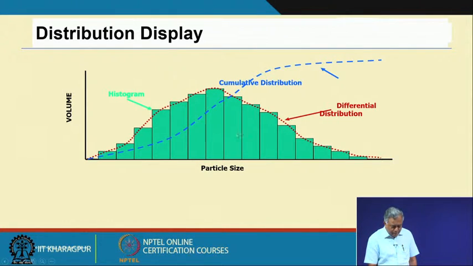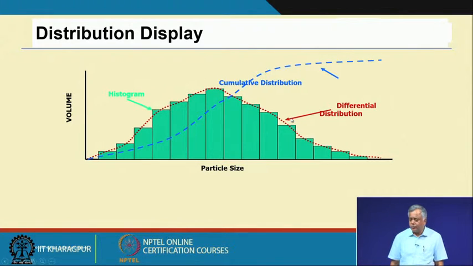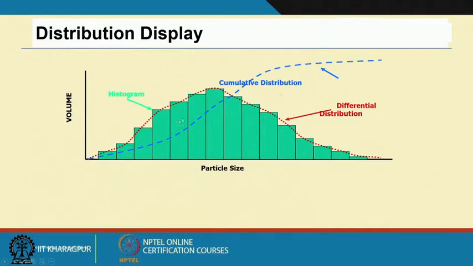If we link the same data together, we can have a differential distribution plot, but in the mineral processing area we commonly use the cumulative distribution plot.